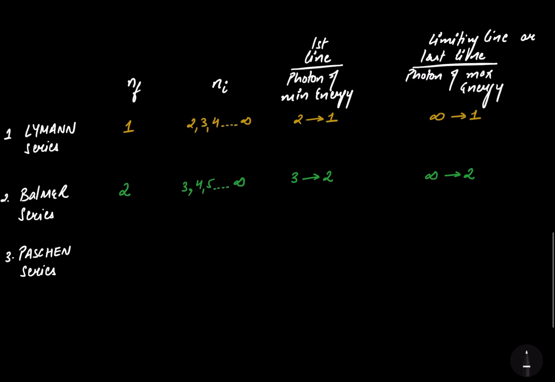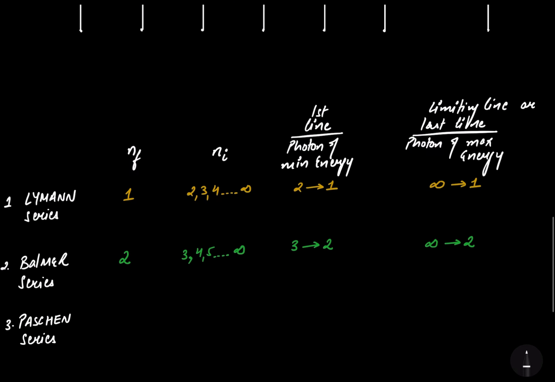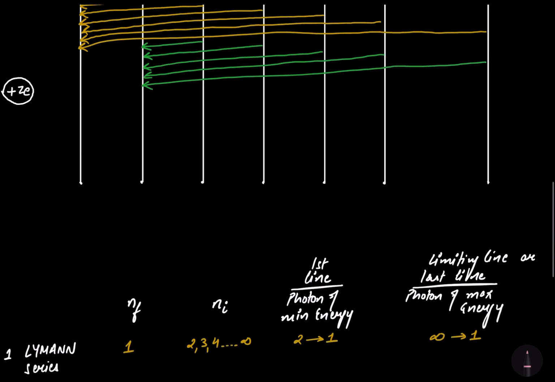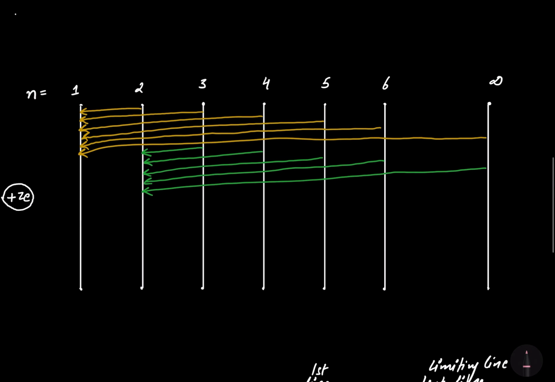Now let's talk about the Paschen series. In case of Paschen series, the electron will transit from any higher stationary state but finally to the third orbit or the third stationary state. So you can see the diagram. Here the electron will transit from any higher stationary state but to third orbit.